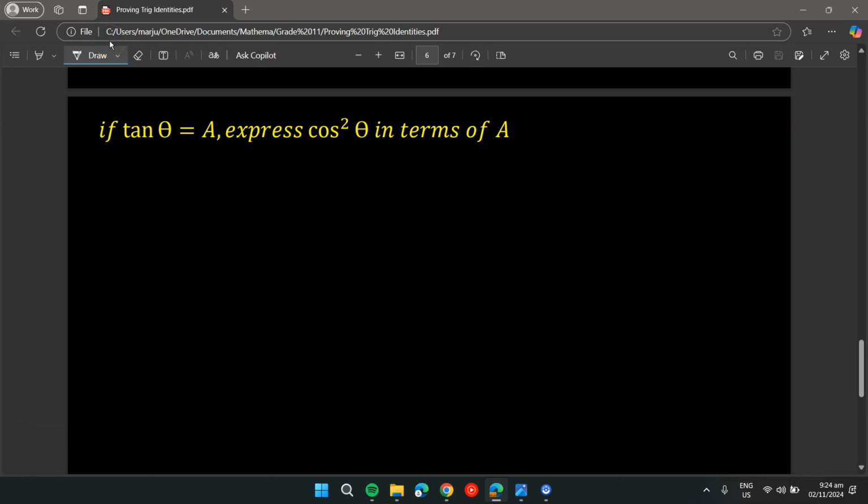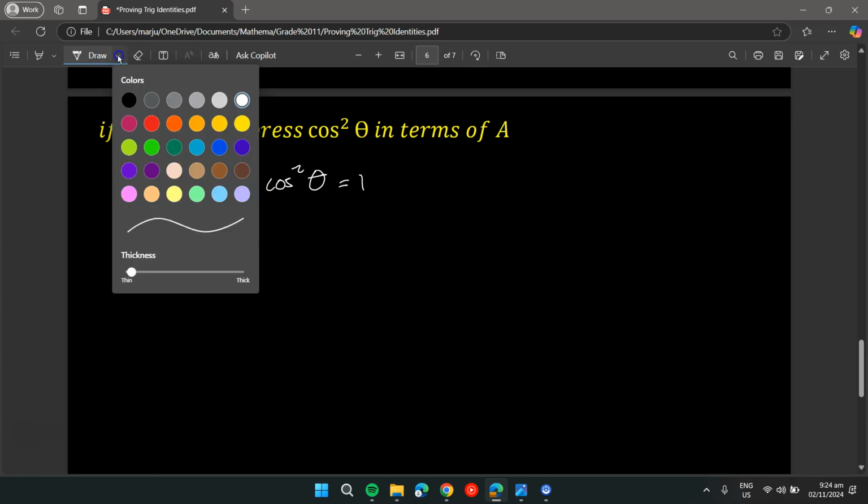Our Pythagorean identity states that sine squared theta plus cosine squared theta is equal to 1. Alright, so we need to again express cosine squared theta in terms of a, if tangent theta is equal to a.